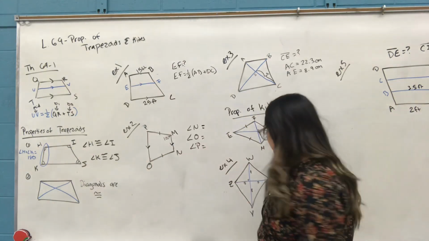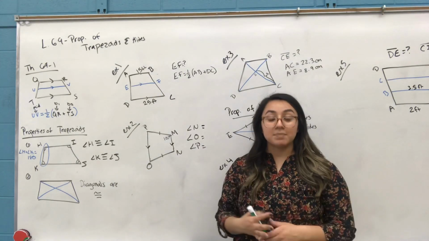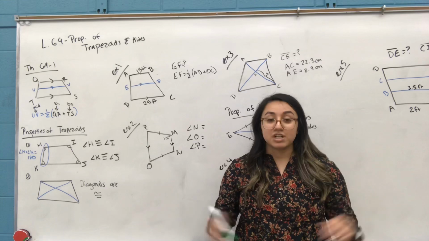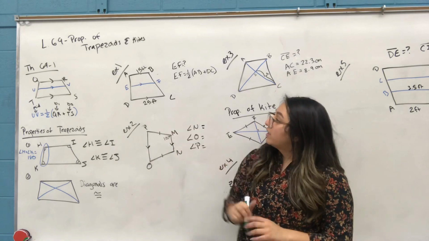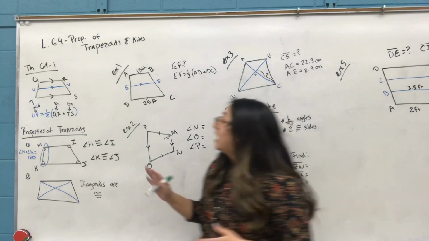Let's go ahead and get started with the lesson. We're learning about trapezoids and kites. We learned about different properties, about the many different shapes that we've learned. Here, let's go ahead and go to theorem 69-1. This is called the mid-segment theorem.